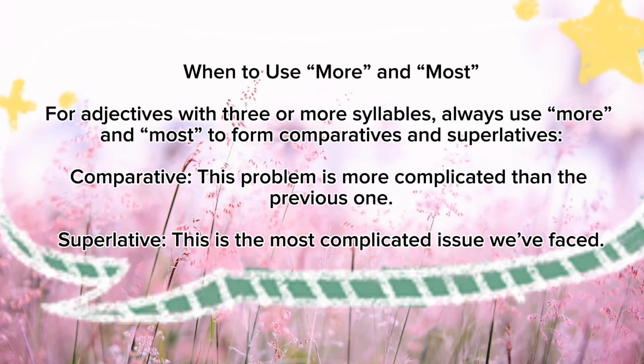When to use more and most. For adjectives with three or more syllables, always use more and most to form comparatives and superlatives. Comparative: this problem is more complicated than the previous one. Superlative: this is the most complicated issue we've faced.